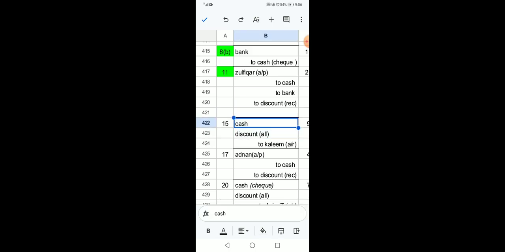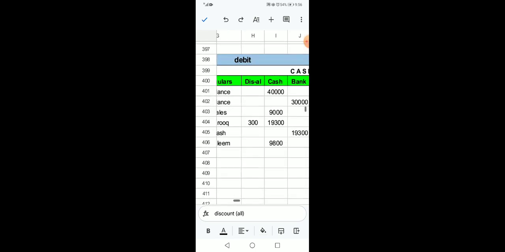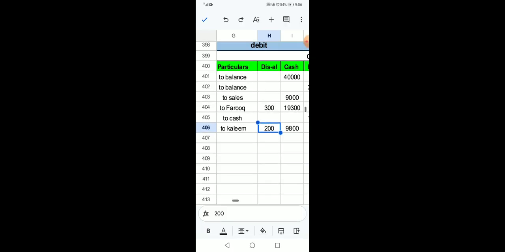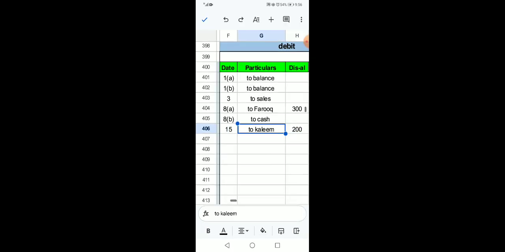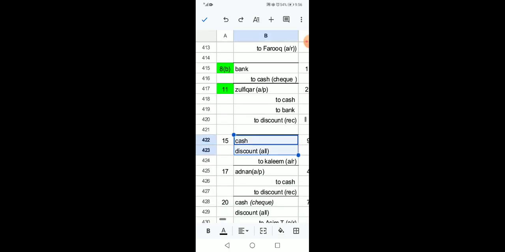We have already posted cash. Now discount is debited with 200. You will go to the discount. You can write 200 over here, but since reference and date is same, so you can use the same line. You will write 200 as reference of this 200 is same, Kaleem, date is same. In 15th entry there were two elements, both are posted in the same line because reference was same. Entry has been completed, so you can mark it as it has been done.